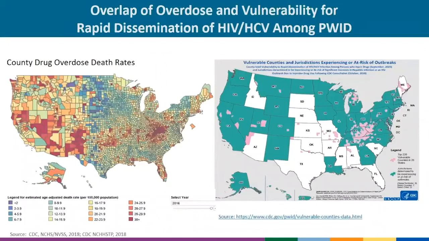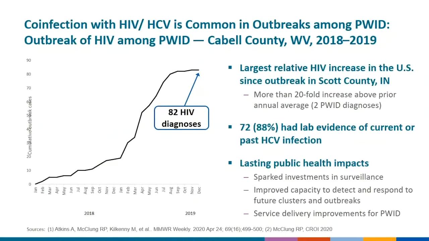Co-infection with HIV and hep C is common in outbreaks among people who inject drugs. This slide illustrates an outbreak of HIV among people who inject drugs in Cabell County, West Virginia, that occurred from 2018 through 2019. You can see represented the largest relative increase in the US since the outbreak in Scott County, Indiana, with more than a 20-fold increase in new HIV diagnoses above the prior annual average. Almost 90% of the individuals newly diagnosed with HIV had laboratory evidence of current or past hepatitis C infection. And this outbreak and its response ended up resulting in lasting public health impacts, including increased investments in surveillance, improved capacity to detect and respond to future clusters and outbreaks, and also service delivery improvements for people who inject drugs.